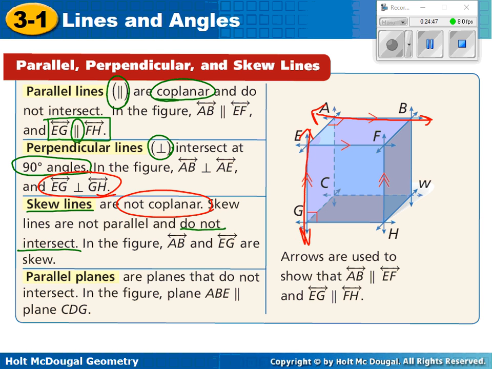Can somebody give me a different pair of skew lines? FH and AE, very good. Those are not in the same plane and they would never intersect. Somebody else a different one. Jacob? BG and GH. Very good. One's in the back, one's in the front, and they're going different directions, so they'll never intersect. Is this making sense what skew lines are?